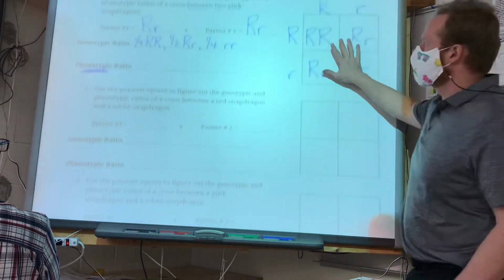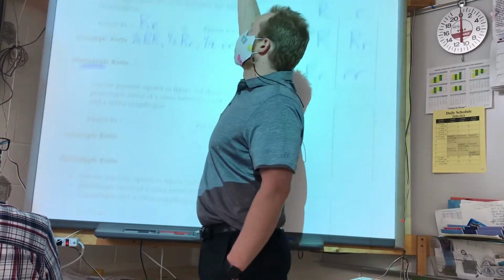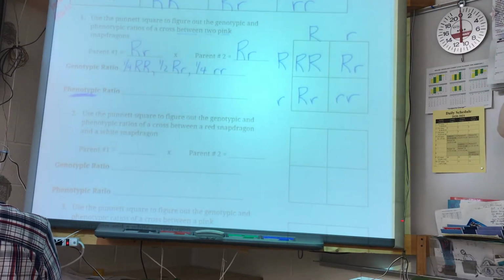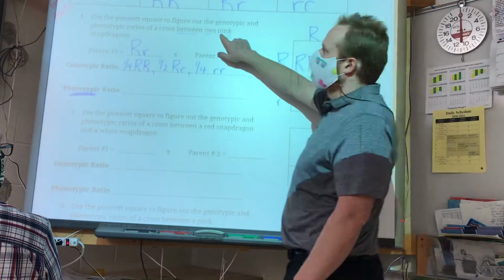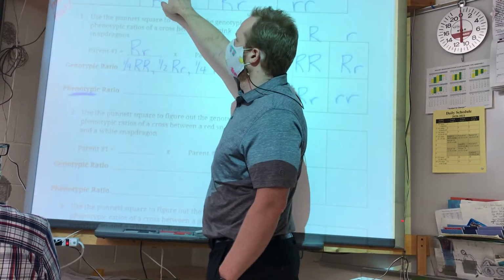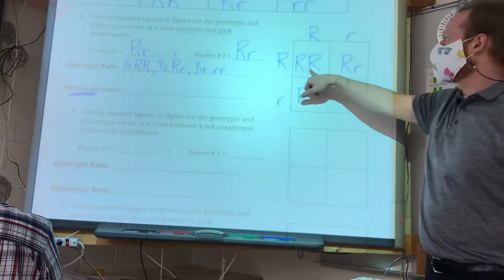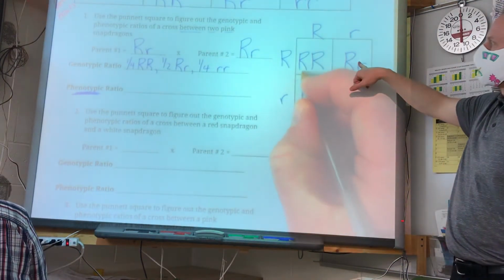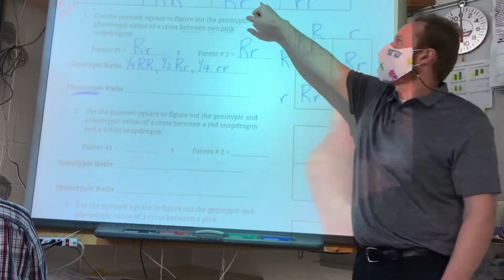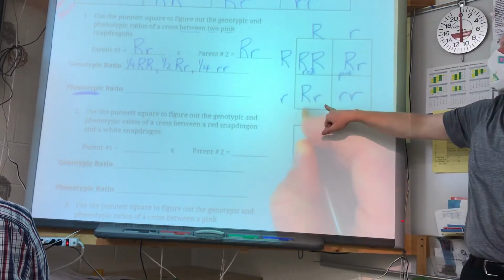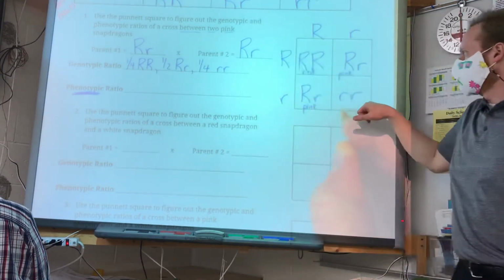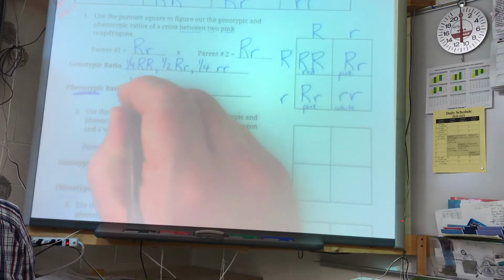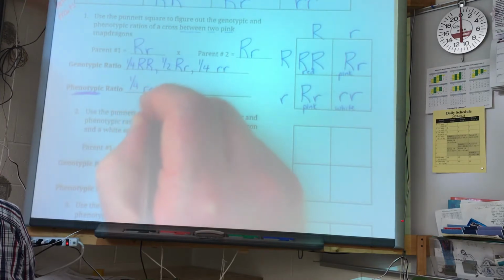Remember, we have to take this information and cross-reference that chart to determine our phenotypes. So my big R, big R is going to be red. This box is going to produce a red snapdragon. What's this one going to produce? Pink, right? What about this one? Pink. What about this one? White.